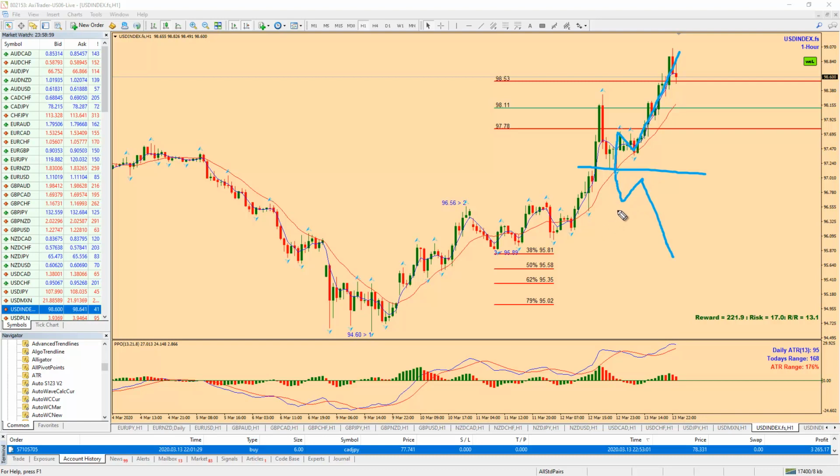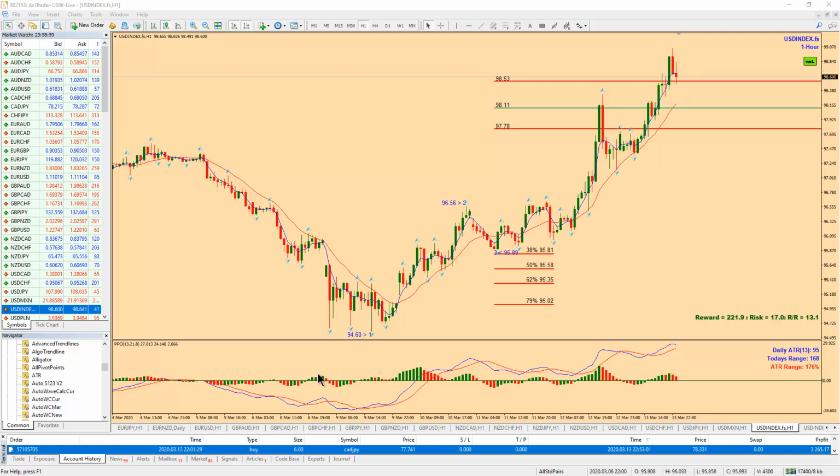Now the other pairs, Aussie, the euro, GBP, and New Zealand, will also be doing the opposite if they are weaker than the US dollar. Okay. All right. So I called this last night. This was the play opportunity to go in.